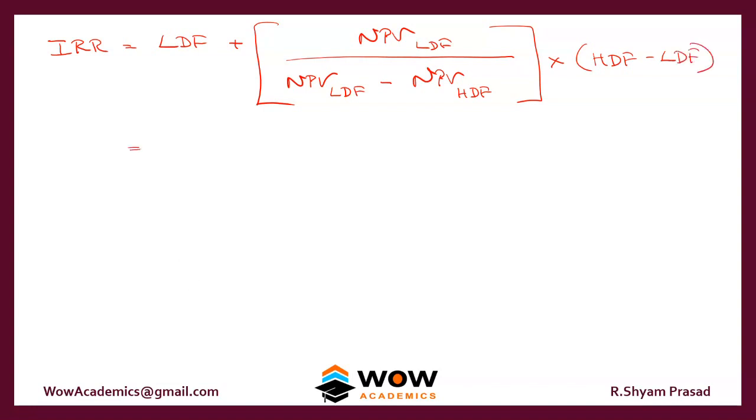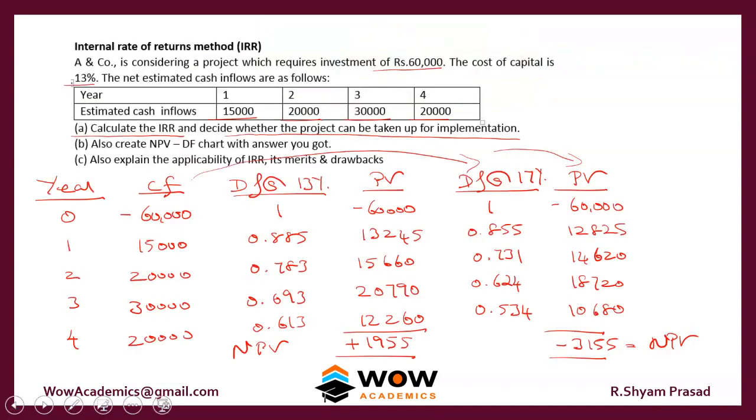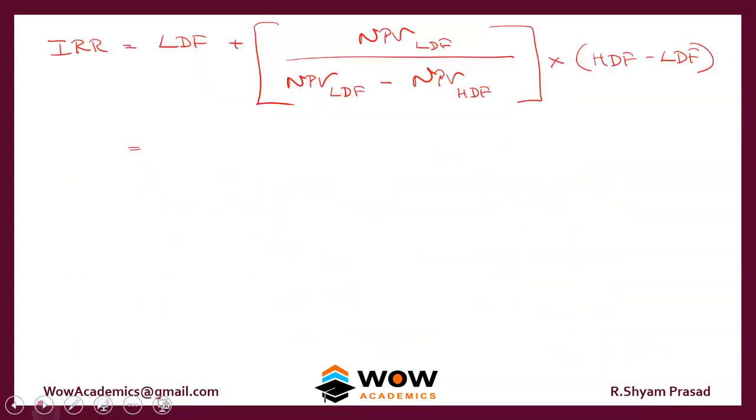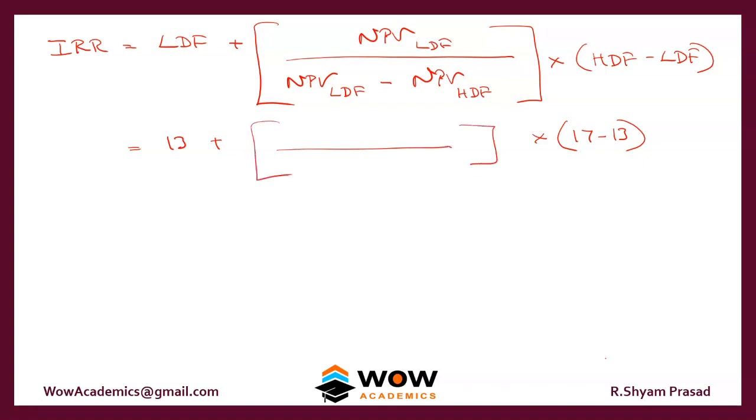So from the earlier thing, we have found out that there are two discount factors. We have taken two discount factors, 13 and 17. So 13 is the lower discount factor and the higher discount factor was 17. So we'll put it here. So that's about the formula. We have to get the other numbers.